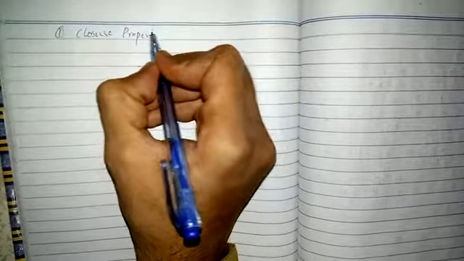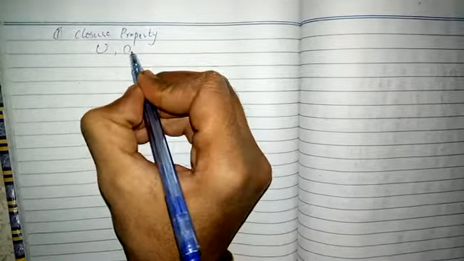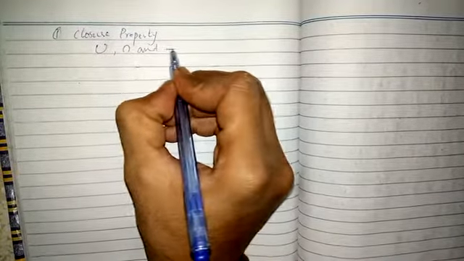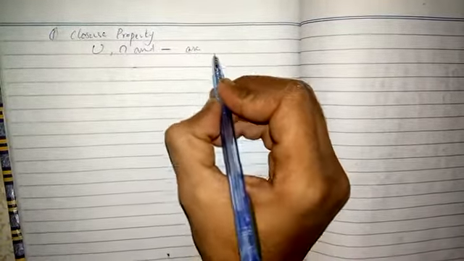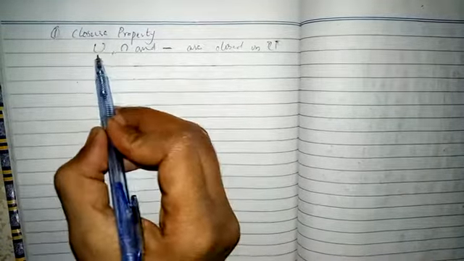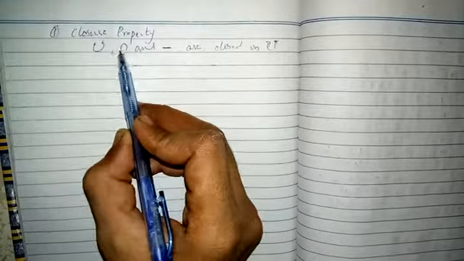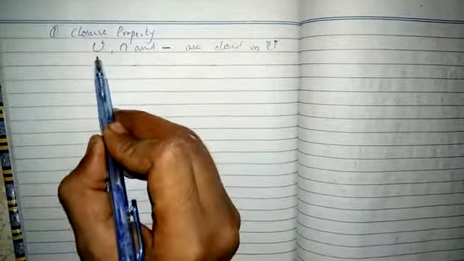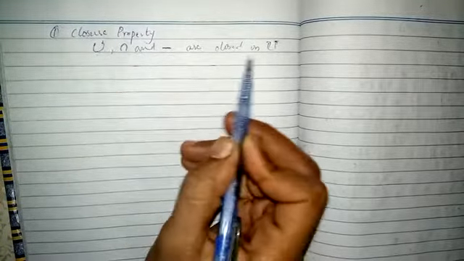Closure property means a certain set is closed under a certain operation. In the concepts of sets, the union, intersection and difference are closed in the universal set. Whenever we apply these operations and the universal set is predefined, these operations will always close to the universal set. The outcome of these operations will always be available in the universal set.